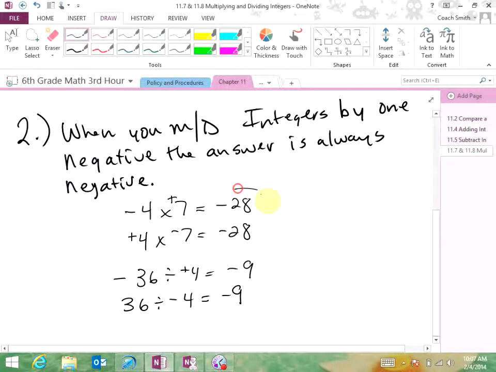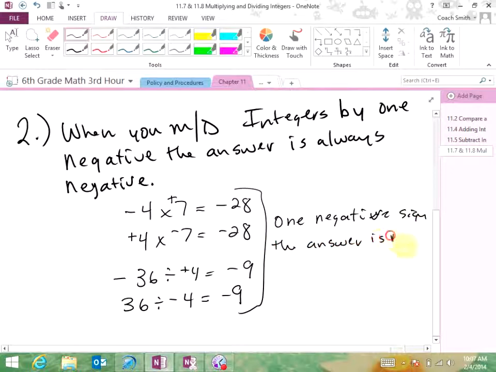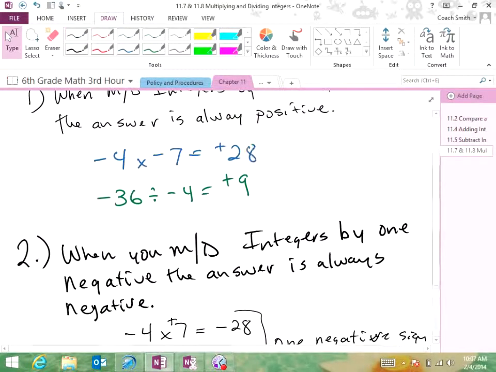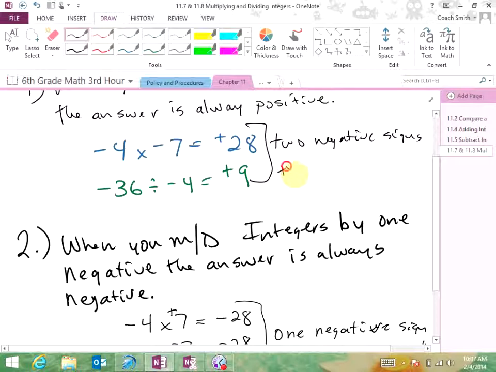Okay, so basically, one negative sign, the answer is negative. Okay, two negative signs, the answer is positive.